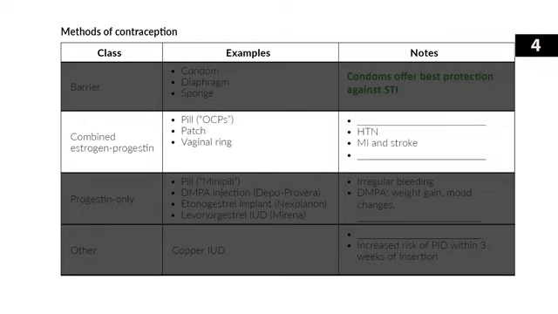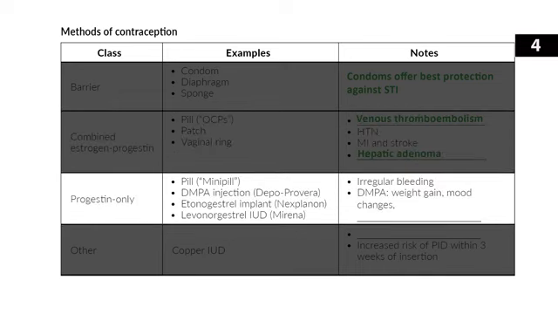Next, there are the combined hormonal contraceptives, which contain both estrogen and progestin. These include oral contraceptive pills, OCPs, the transdermal patch, and the vaginal ring. Most of the adverse effects from these combined hormonal contraceptives are due to the estrogen component. So this includes things like venous thromboembolism, hypertension, MI, and stroke. And OCPs are also associated with the development of hepatic adenomas, tumors of the liver. That's worth knowing.